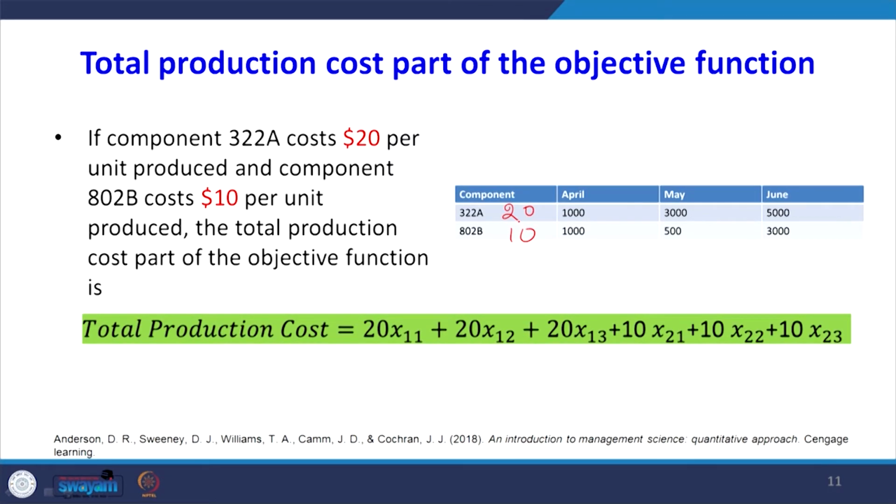So, what you have to do is multiply by the corresponding decision variables: X11, X12, X13, X21, X22, X23. So it will become 20 X11, 20 X12, 20 X13 for product 1. For product 2, 10 X21, 10 X22 and 10 X23.